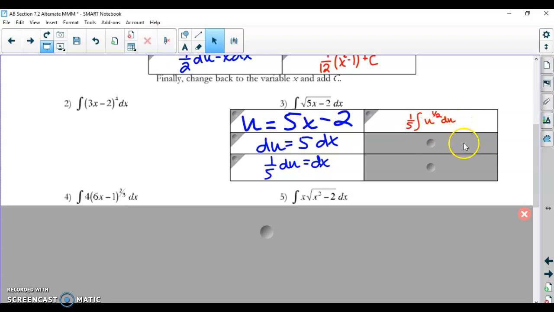Now, nothing to it but to reverse the power rule. So I'll add 1 to the power, and then I'll divide by the new power. So when I add 1, I get 3/2. Divide, or multiply by the reciprocal. Here's my 2/3.